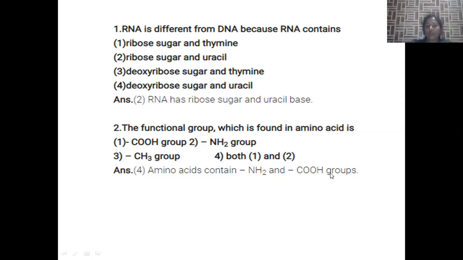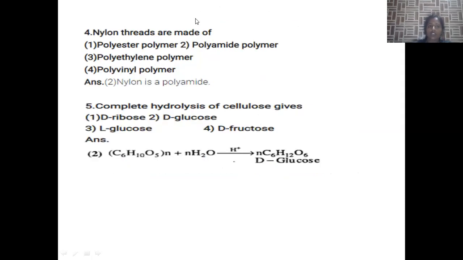Amine and COOH, both the groups are present in this amino acid. The next question: nylon threads are made up of. Nylon is the polyamide. It is the simple example for condensation polymer. Nylon is a polyamide. The option is given directly here. Option number 2 is satisfying because we have different types of nylon compounds.